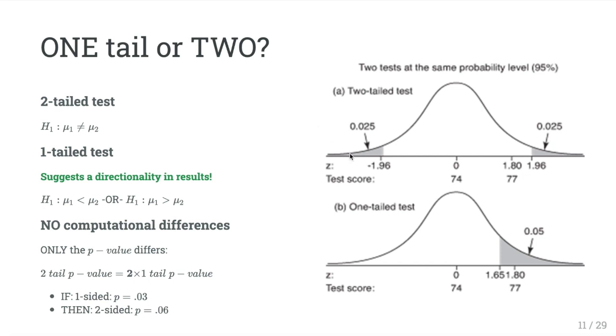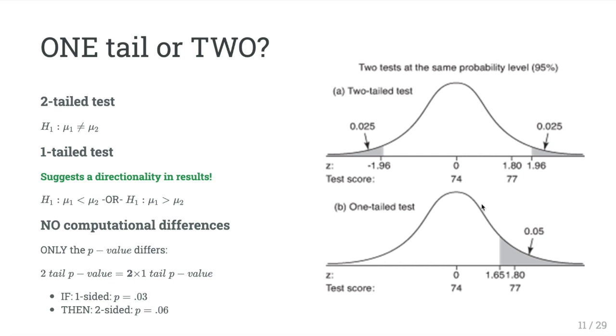So a two-tailed test is splitting up the alpha, whatever our alpha is, which generally is going to be 0.05, 5%, between the two tails. So we'll have 2.5% on this side and 2.5% on this side. And so what we're saying is if our result, our test statistic, is out here or out here, then we're going to reject the null hypothesis.